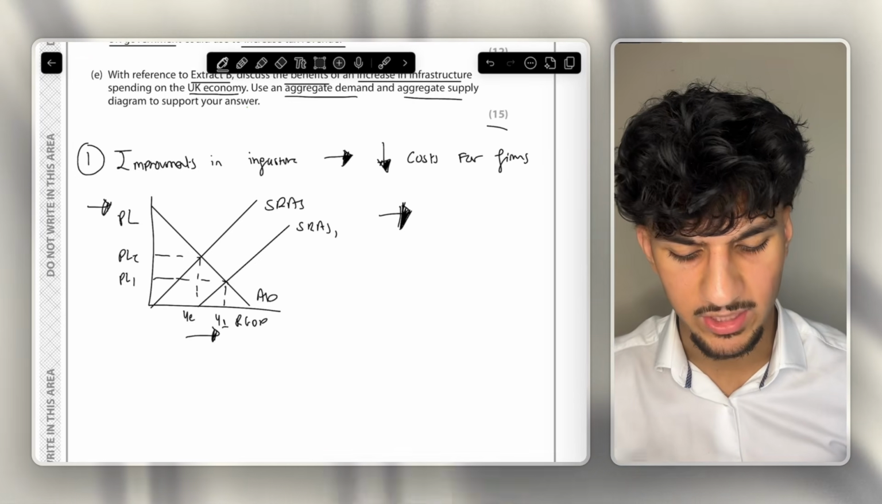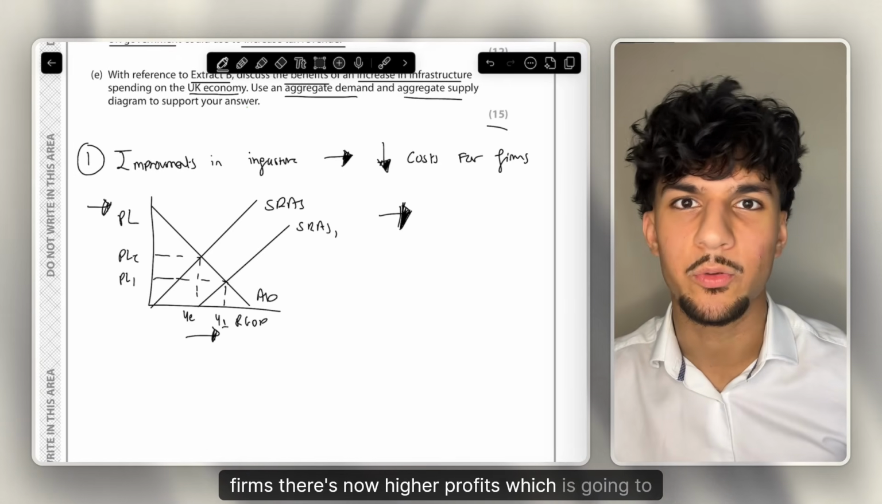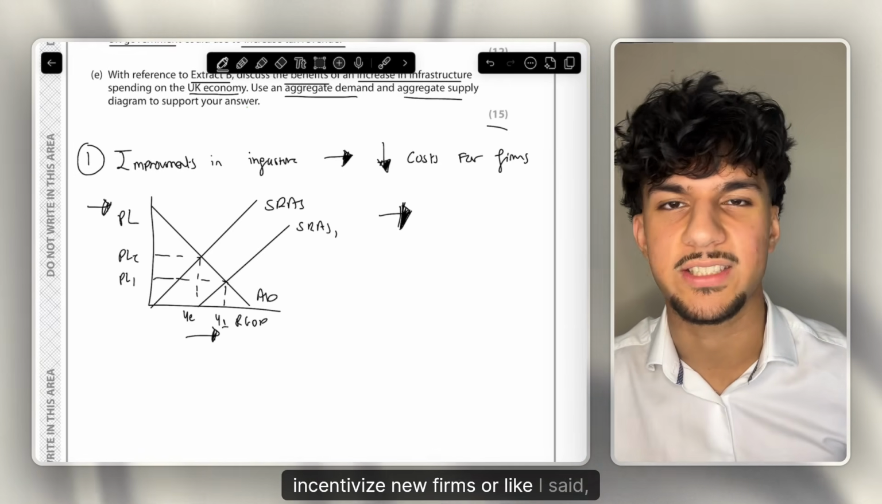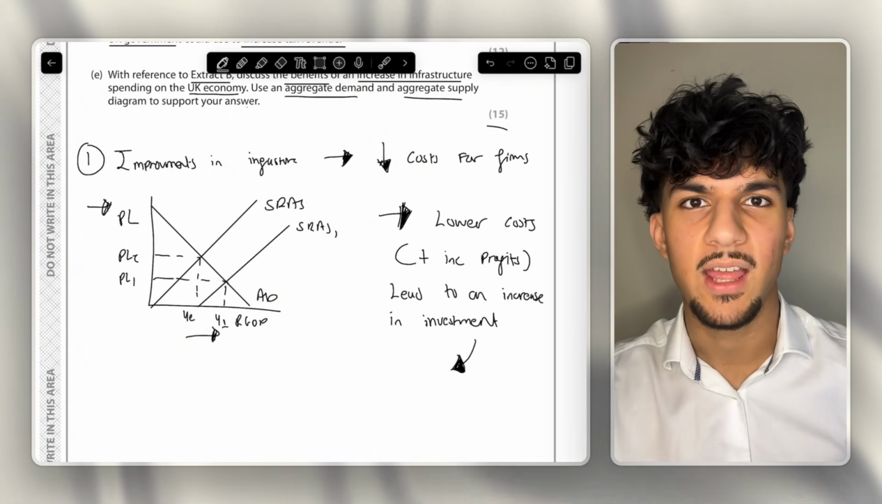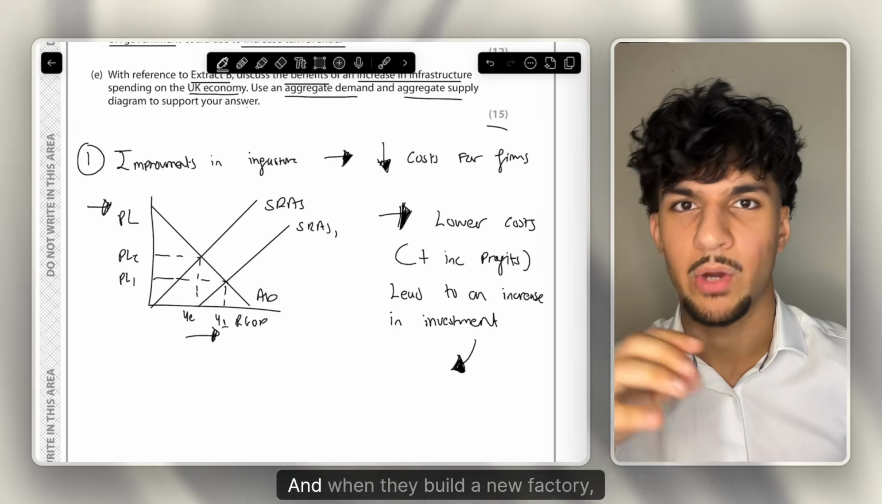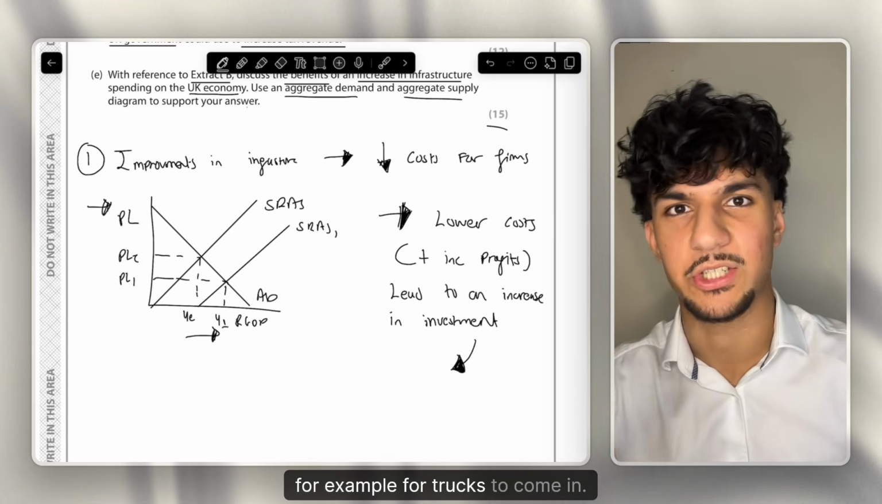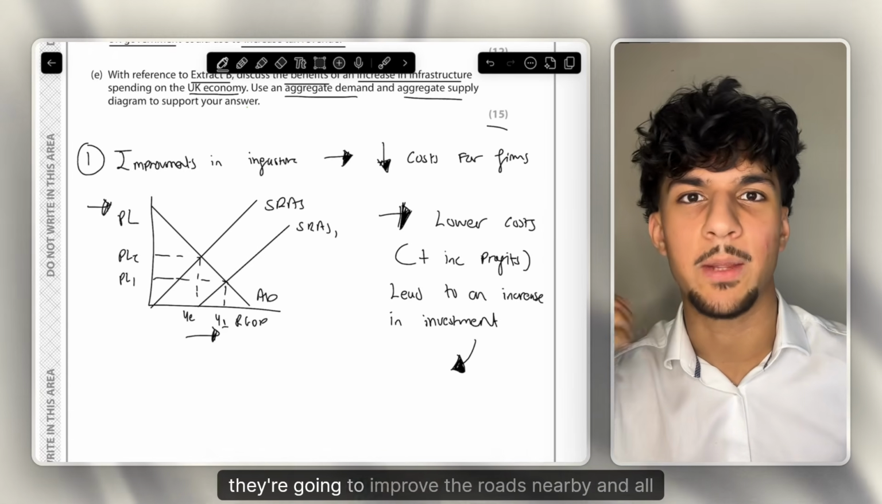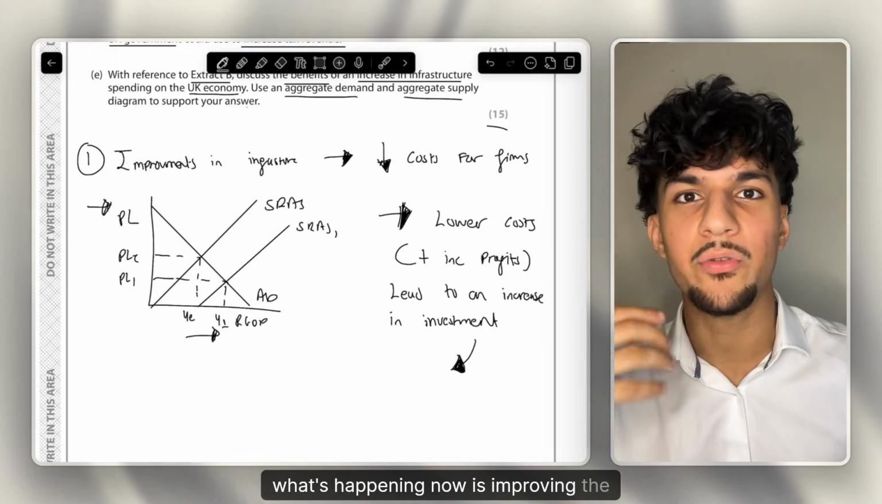Let's actually think about it: there are lower costs, which also means that for these firms there are now higher profits, which is going to incentivize new firms, or, like I said, existing firms, to invest. When a firm invests, they're usually trying to expand, and they might build something like a new factory. When they build a new factory, they're going to need to build links to that factory, for example for trucks to come in. Thus, they're going to improve the roads nearby. And all that is improving the infrastructure.